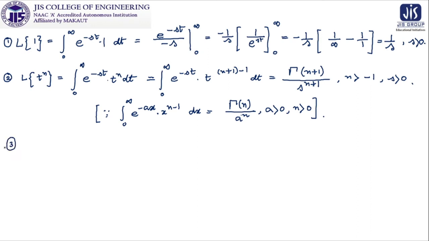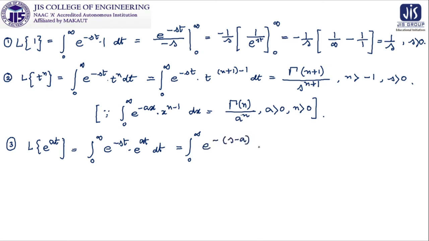These are very simple problems, but when we are going to use the bigger formats for Laplace transform, we will use these results directly. So we can now move to another standard format of Laplace transform, which is of the exponential function e to the power at. So according to the definition, we can go for integral from 0 to infinity e to the power minus st into e to the power at dt. So it will be a very simple integration. Simplifying, we can write it as e to the power minus (s minus a)t dt.